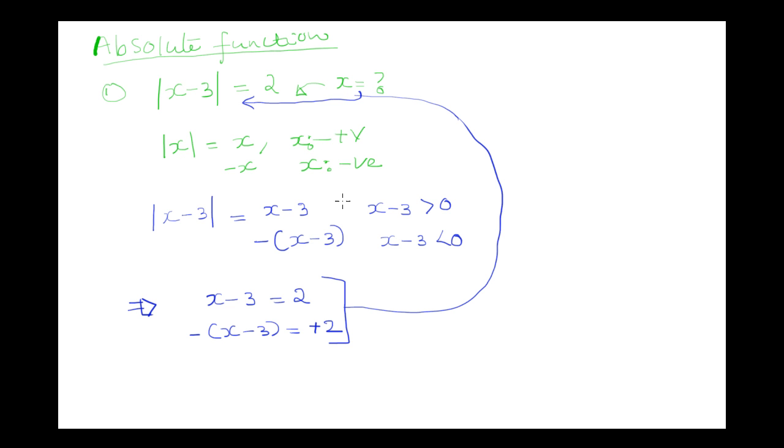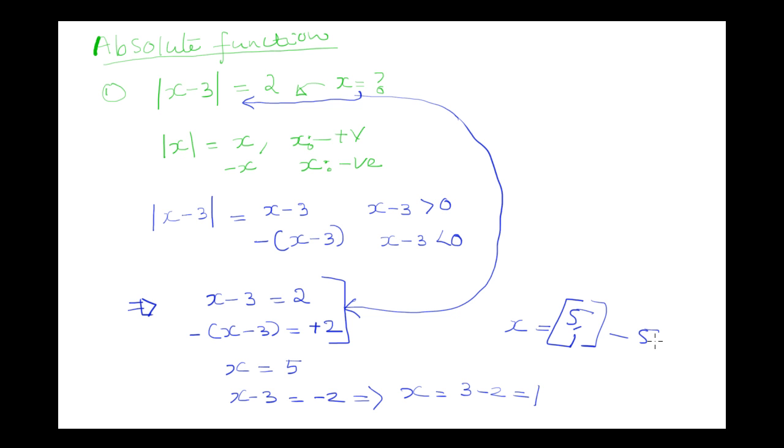Out of the first one, x minus 3 is equal to 2, we get x equal to 5. And for the second one, x minus 3 equal to minus 2, which implies x equal to 3 minus 2 equal to 1. So the final solution is x is either 5 or 1. This is the solution. How can we check this? Let us check this.